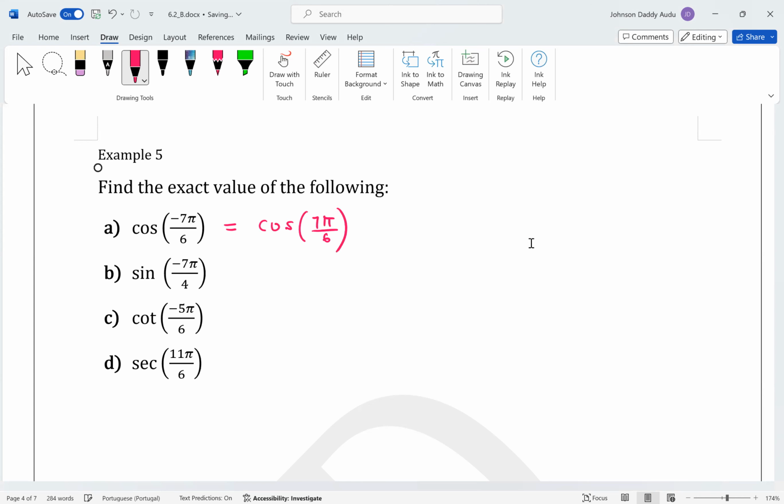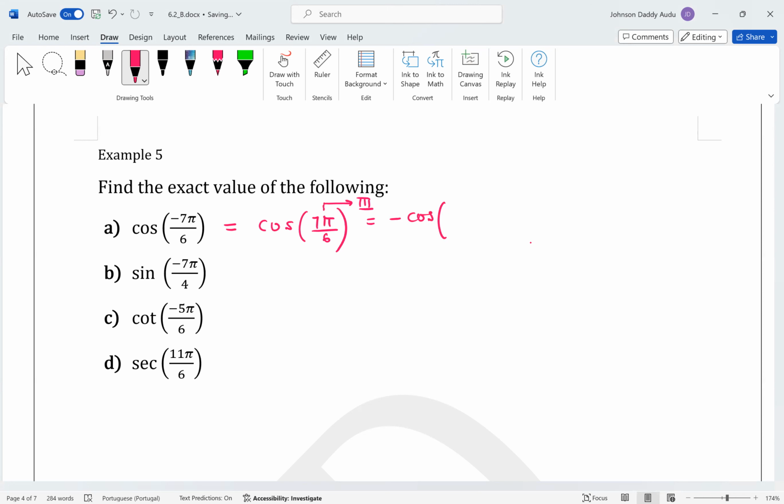And now we can use our reference angle. What is 7 pi over 6? 7 pi over 6 should be in the third quadrant, right? So this should be in quadrant 3. And we know that in quadrant 3, cosine is negative. So this will be minus cosine.